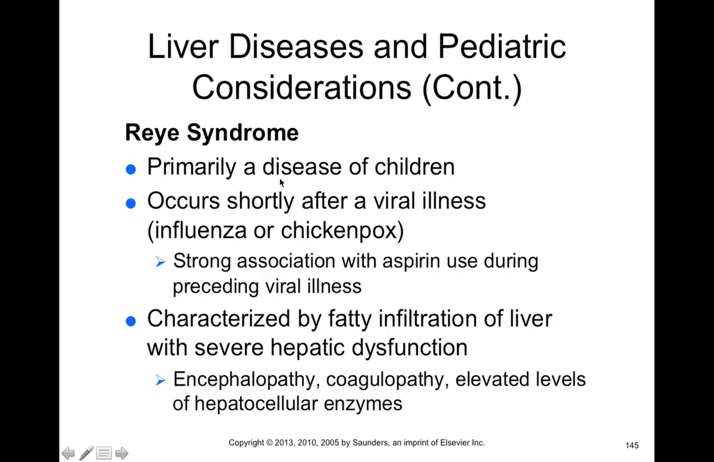Now, Reye syndrome is one of those diseases of children that occurs shortly after viral illness, things like influenza or chickenpox. It seems to be associated with aspirin use after the viral illness, and it's characterized by fatty infiltration of liver cells, which can lead to things like encephalopathy, clotting disorders like coagulopathies, and even elevated hepatocellular enzymes. So it's important to note that in children, if they've recently had the influenza or chickenpox viruses, then aspirin use should be limited as much as possible to avoid Reye syndrome.